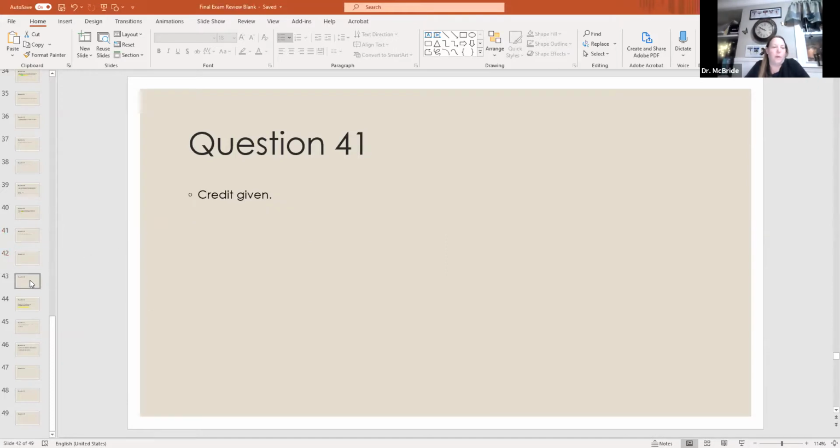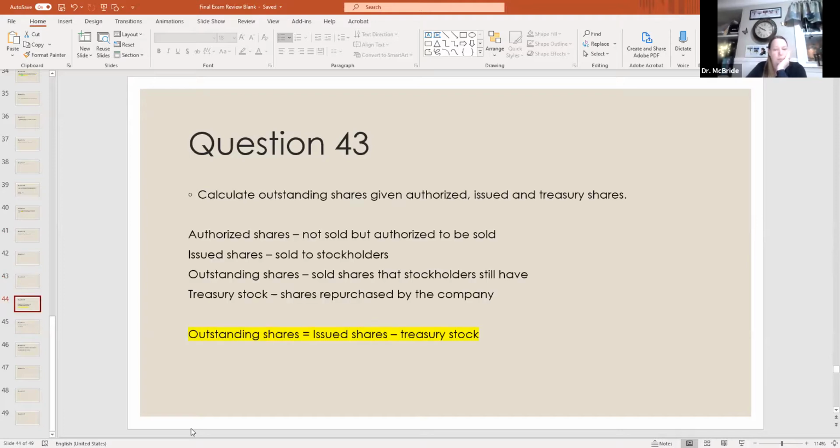I give you credit for 41, and 42. They'll be different numbers for you, but I add two questions to the scores. Oh, look, I already told you this: authorized shares, issued shares, outstanding shares, and the treasury stock. One of the questions is, you have to calculate the outstanding shares given authorized, issued, and treasury shares. Outstanding shares are everything that was issued minus anything that was bought back by the company. Everything else is still outstanding.